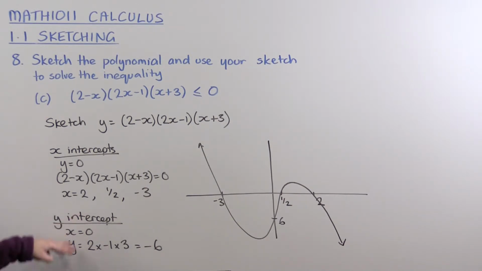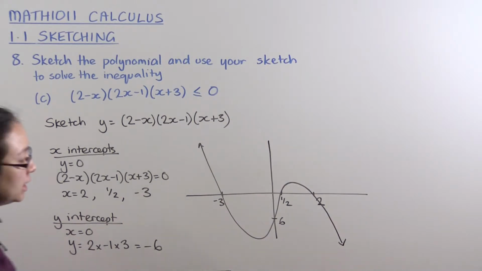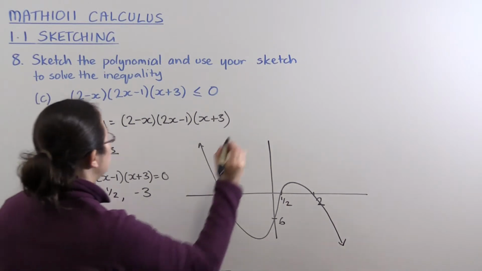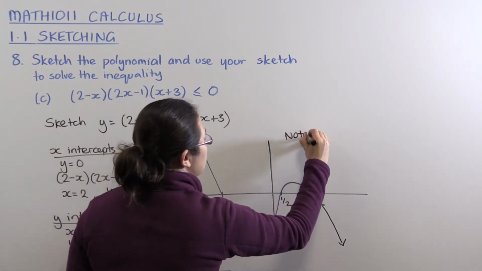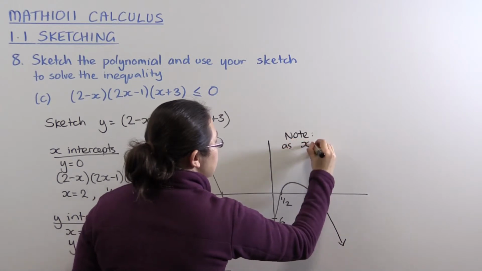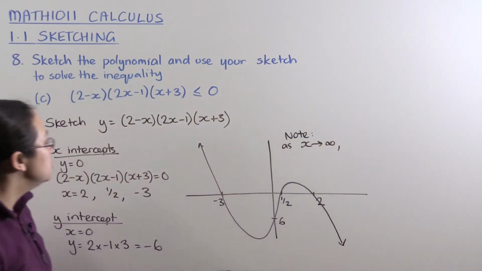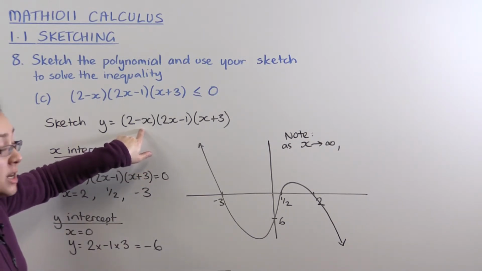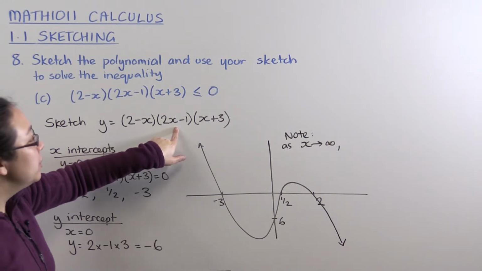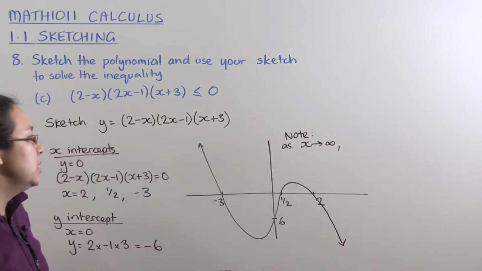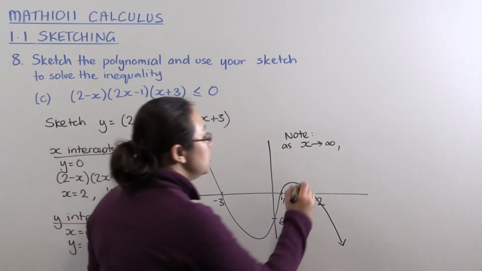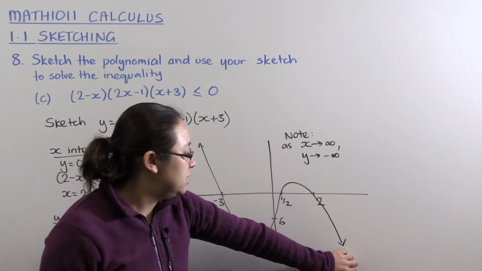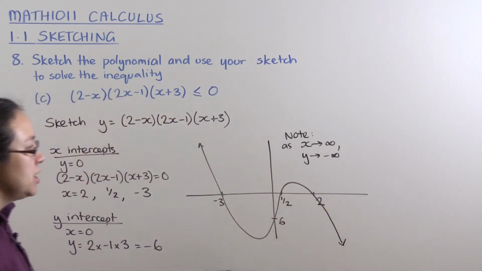But if we didn't have the y-intercept, the other way that we could tell which direction it was going is to note that as x tends to infinity, when x is a huge number, say 100, we're going to get minus 98. We're going to get a negative number here multiplied by a positive number multiplied by a positive number. So when x tends to infinity, we're going to get a huge negative number. Y is going to tend to minus infinity. So we can tell it's got to be down here over this side. So it's got to have this shape here.